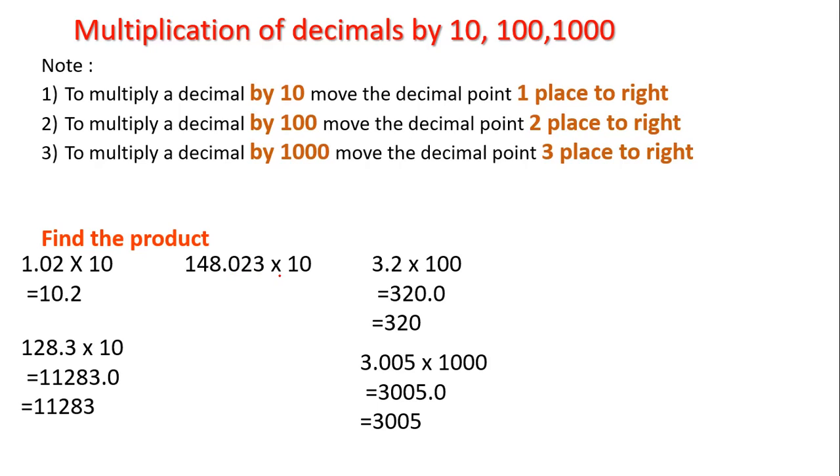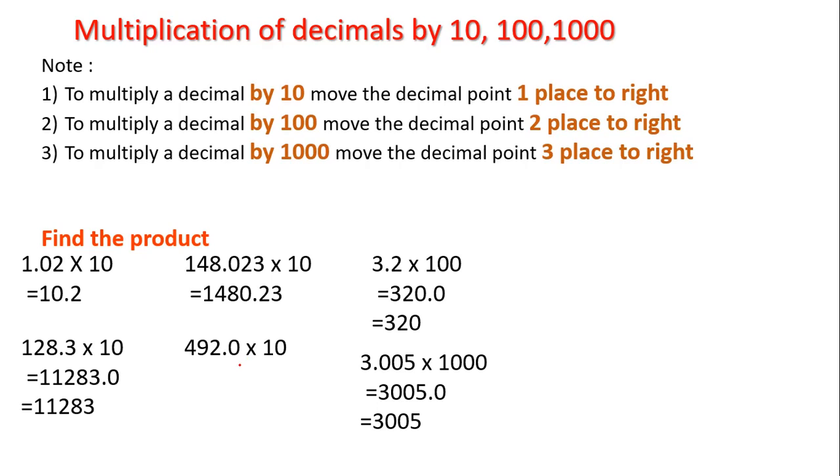148.023 with 10. Again, 10 is here. If 10 is there, we have to move the decimal point one place to the right side. If we move this one place to the right side, the point will come after 0. So the product will become 1480.23. Just look at this. This decimal point was between 8 and 0. It came one place to the right side, which means it came in between 0 and 2.